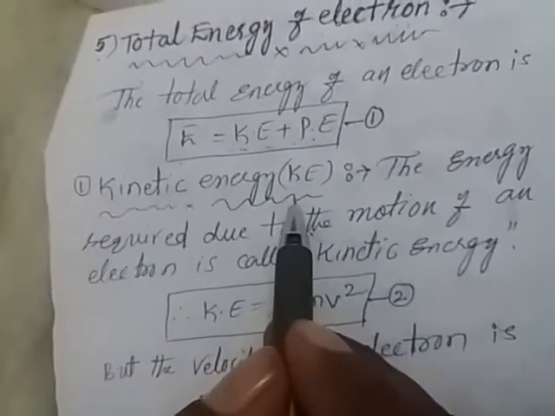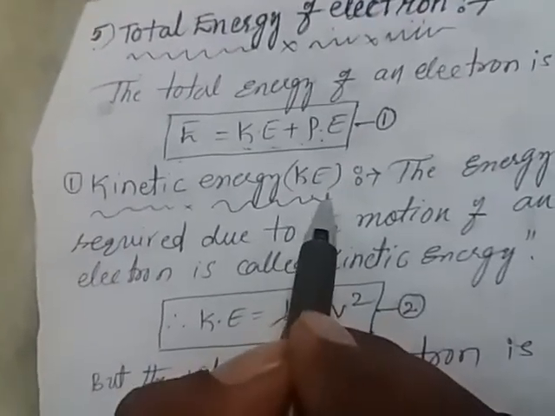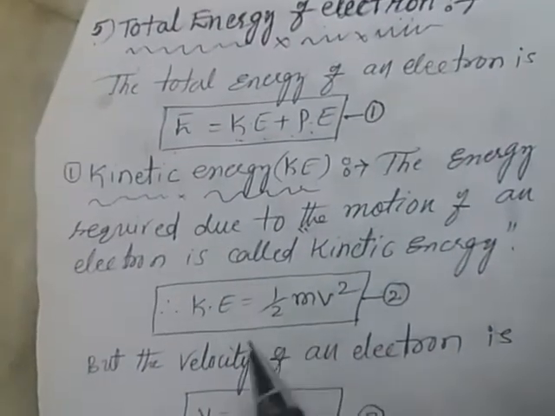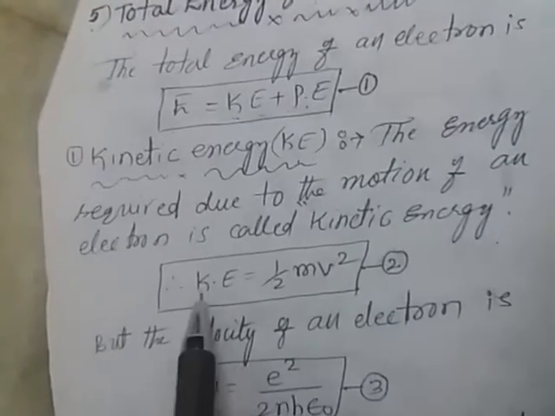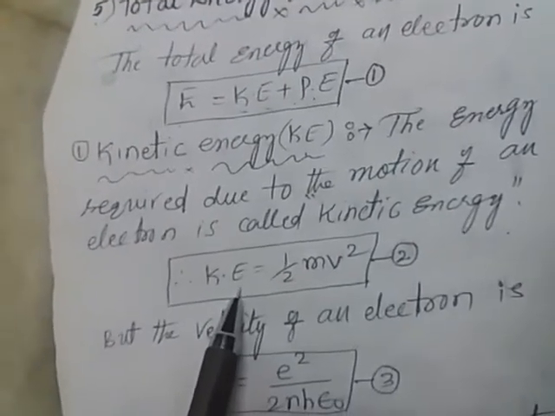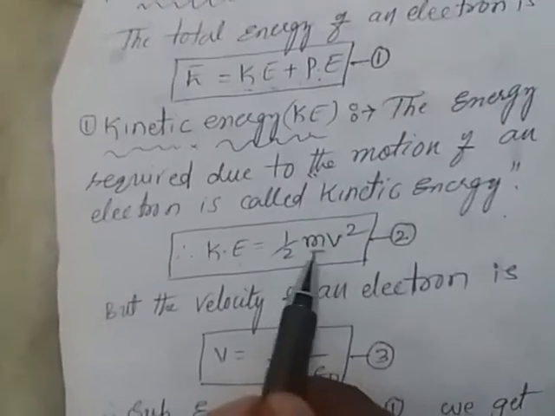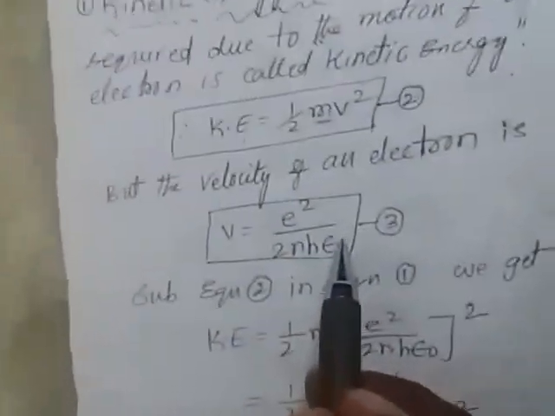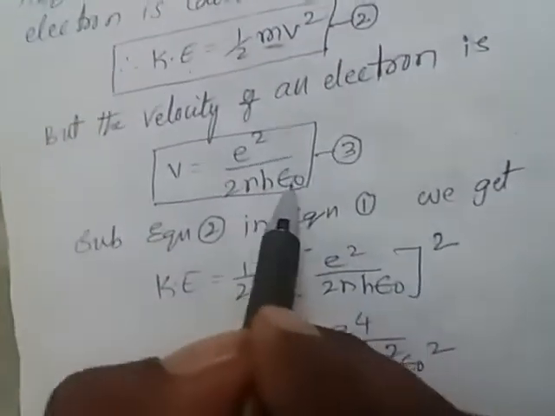Then, let us determine the kinetic energy of an electron. The kinetic energy can be defined as the energy due to the motion of an electron. In terms of the formula, K is equal to half m v square. Here m is the mass of the electron and v is the velocity of the electron. This is equation 2. But the velocity of the electron is already determined: v is equal to e square by 2 n h epsilon naught.